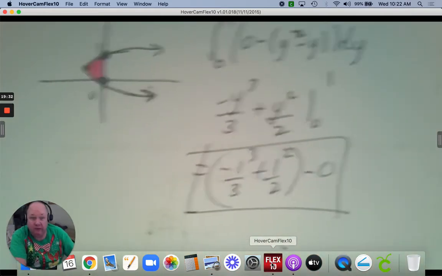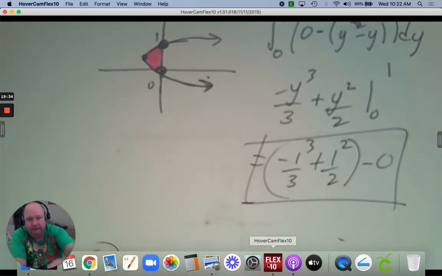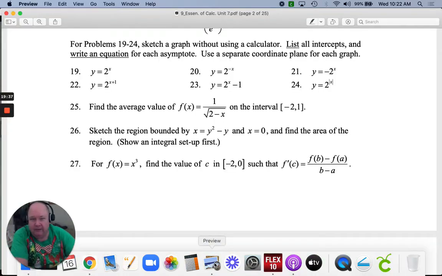Number 27. In 27, f of x equals x cubed. Find the value of c from -2 to 0, where the derivative is equal to the slope formula. Hey, that's a rock equals I rock. So that's called the mean value theorem.